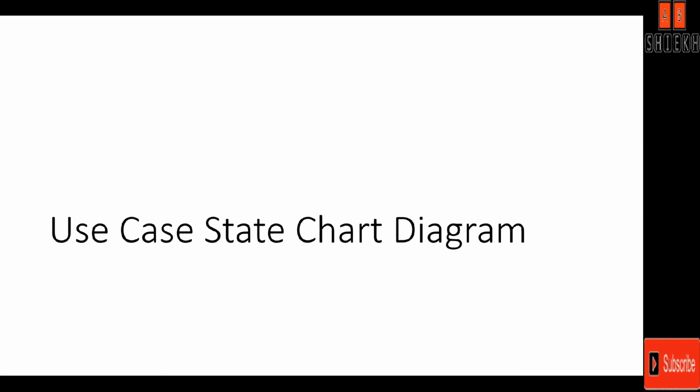Use case state chart diagram. A useful application of state chart diagrams is to describe the legal sequence of external system events that are recognized and handled by a system in the context of a use case. A state chart diagram that depicts the overall system events and their sequence within a use case is a kind of use case state chart diagram.